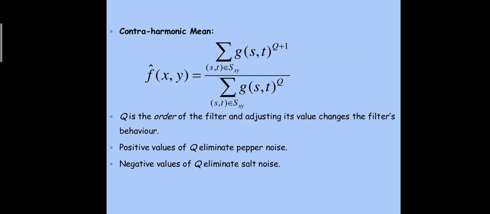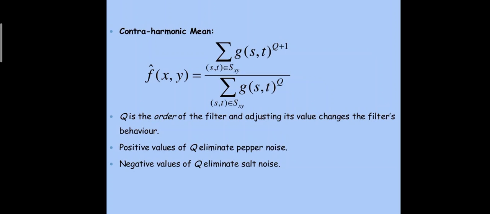Contra harmonic filter. Q is the order of the filter and adjusting its value changes the filter's behavior. A positive value of Q eliminates pepper noise and a negative value of Q eliminates salt noise. So here is the application to remove salt and pepper noise. We can use a contra harmonic mean filter to remove salt and pepper noise. Here Q is the order of the filter.